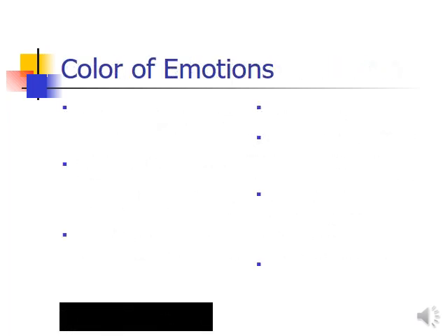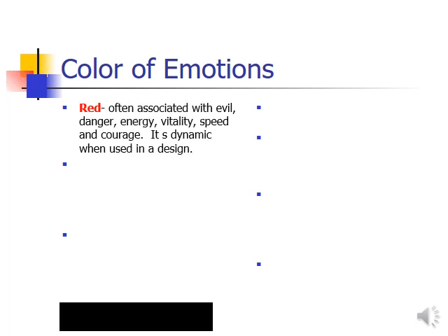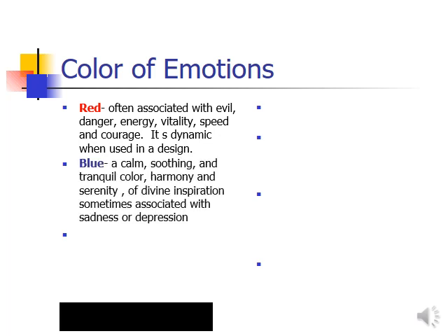Let's see together the colors of emotion. First we have red. Red is often associated with evil, danger, energy, vitality, speed, and courage. It's dynamic when used in a design. Blue is a calm, soothing and tranquil color, of harmony and serenity and divine inspiration, sometimes associated with sadness or depression.